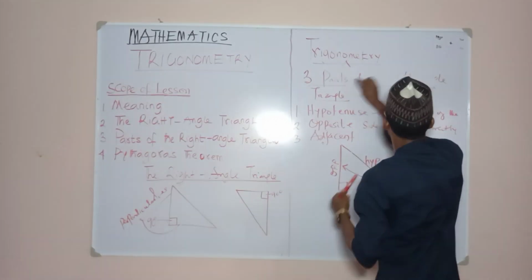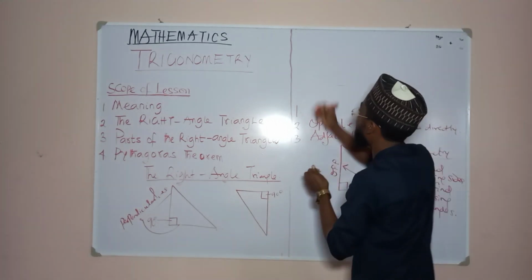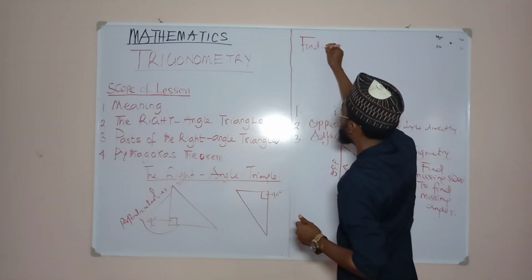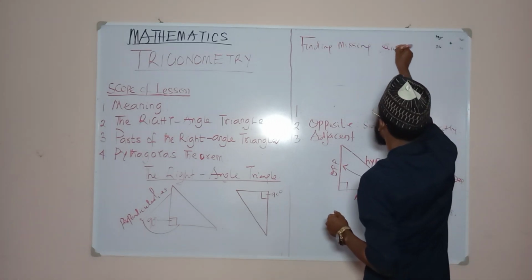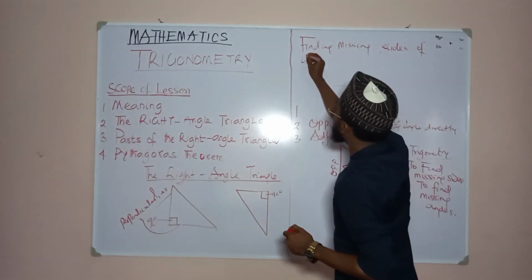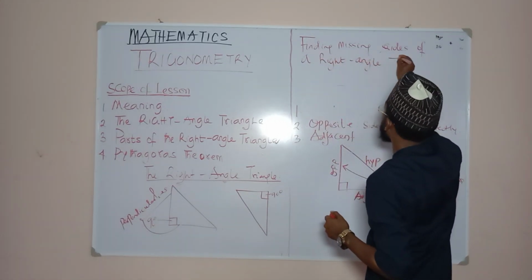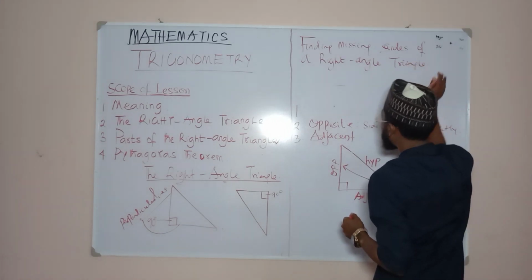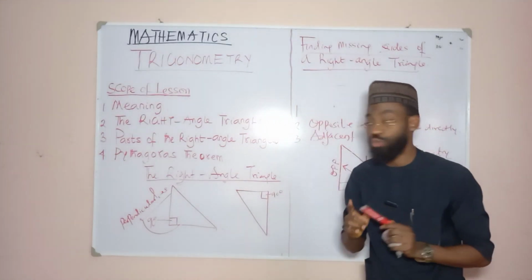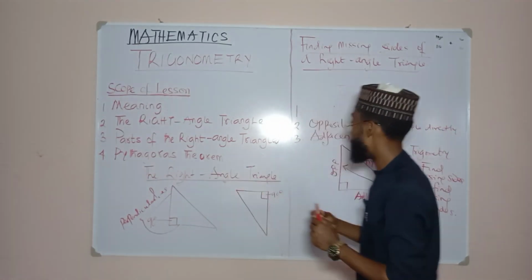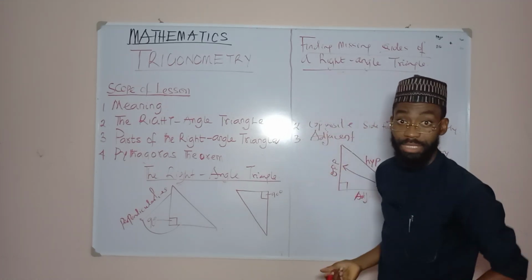So you can guess what the next heading is going to be, talking about finding missing sides of a right angle triangle. Okay, there are two approaches in finding missing sides of a right angle triangle. The first one is the use of Pythagoras theorem, and that means that an examiner can just give you a question and ask you to find the missing side.